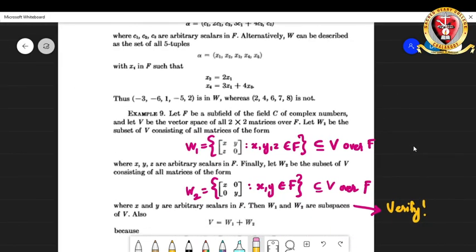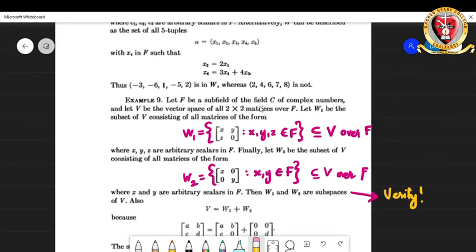Example 9 gives us another approach. F is a subfield of the field C of complex numbers, and V is the vector space of all 2 by 2 matrices over F. We are going to make subspaces for this V. Remember, it is 2 by 2. So W1 is equal to, we are fixing it in V, the entry in the second row, second column to be 0, with the rest of them, x, y, z, varying inside F. It is definitely a subset of the vector space V we talked about.